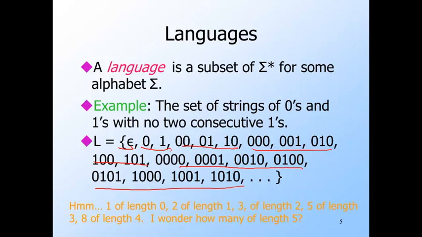4. Here's a little puzzle for you to think about. For length 0 through 4, we see there are 1, 2, 3, 5, and 8 strings. Do you recognize the sequence? And can you extend it to strings of length 5, 6, and so on? And in particular, can you prove that your prediction is correct?